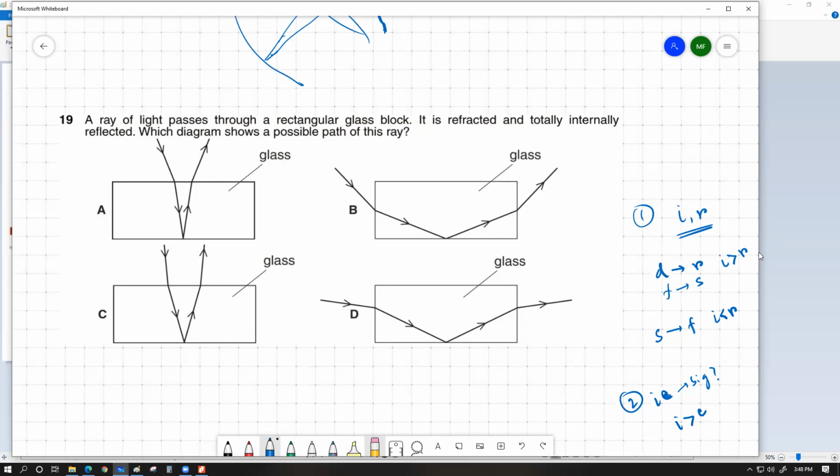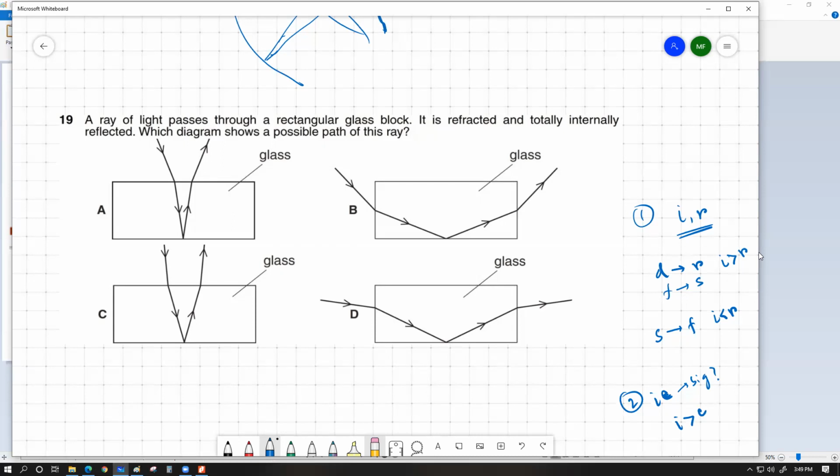We might have a rectangular glass block. We might have a semicircular glass block. We might have a prism. We might have a raindrop undergoing a bit of reflection and whatnot. But these two logics will always help you to choose the correct answer for an MCQ question. So let's have a look and go for them.